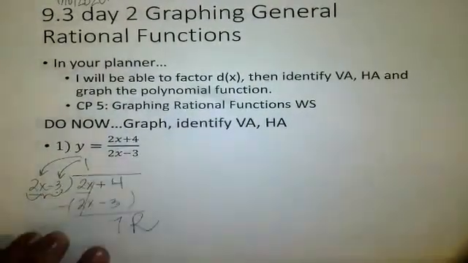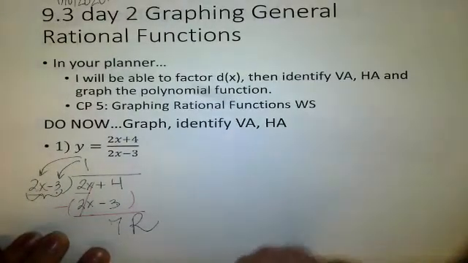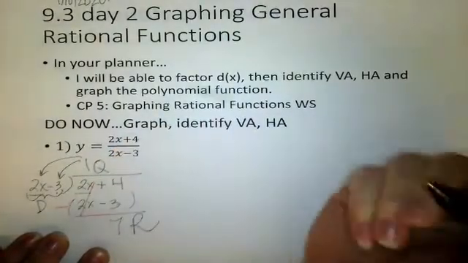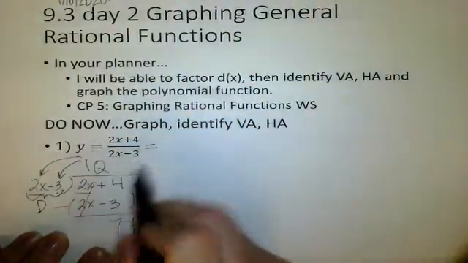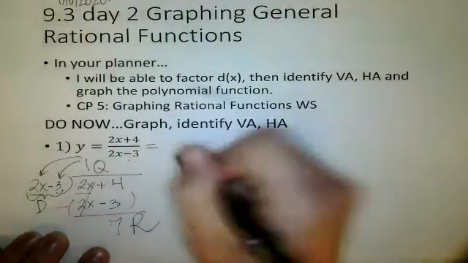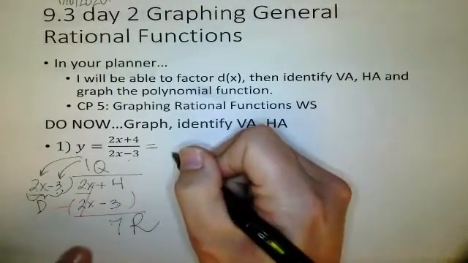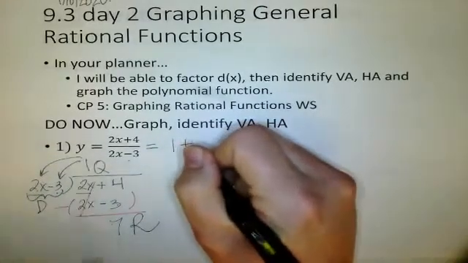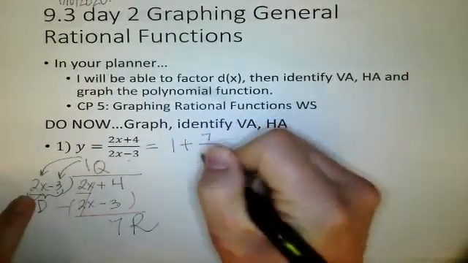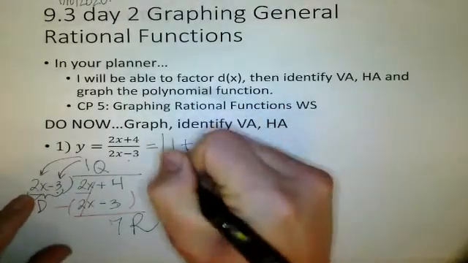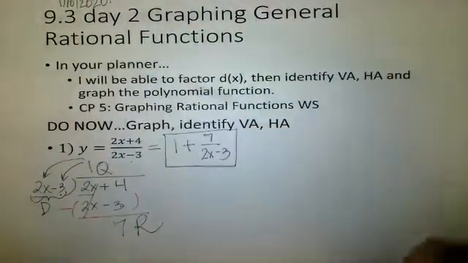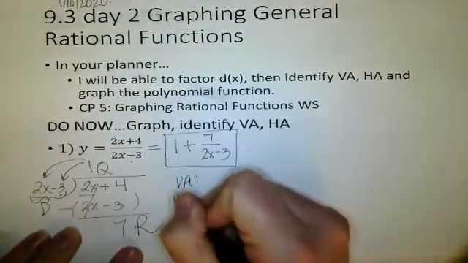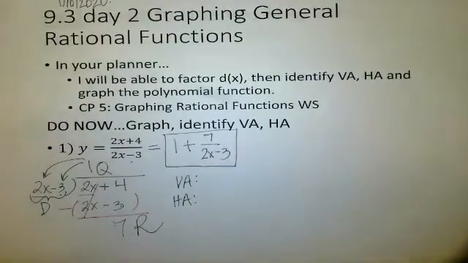What is 2x minus 3? Divisor. What is the 1? Quotient. Very good. So we can rewrite this expression as quotient plus remainder over divisor. And this is the simplified form. And the nice thing is when we're in the simplified form, we can find that vertical asymptote and horizontal asymptote.